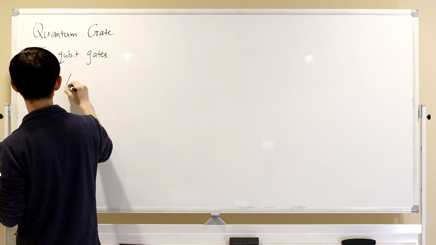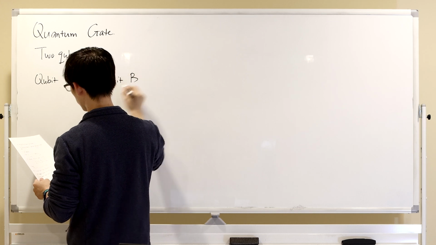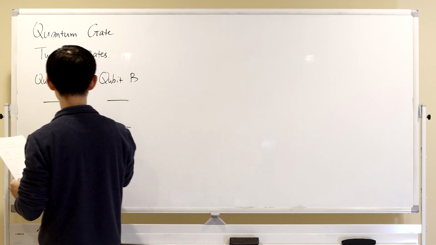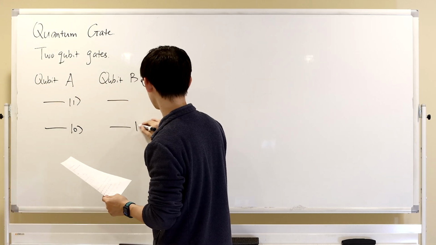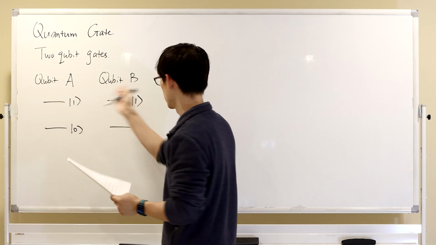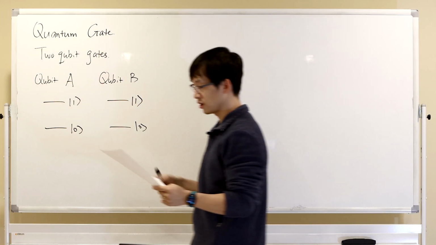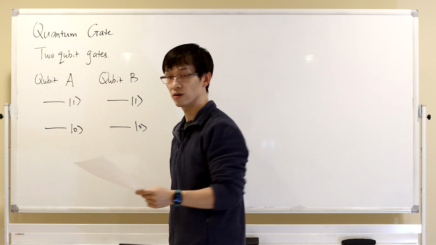You have qubit A, qubit B, and for simplicity, we say they're electrons with a ground state and an excited state, two of them. They don't have to interact. You can just put them down here. And then the possible eigenstates would be four options.